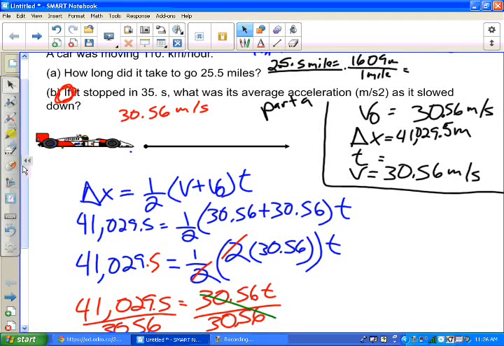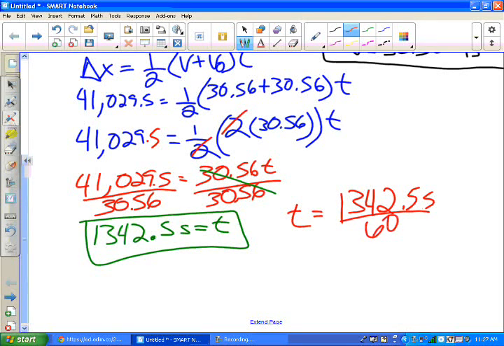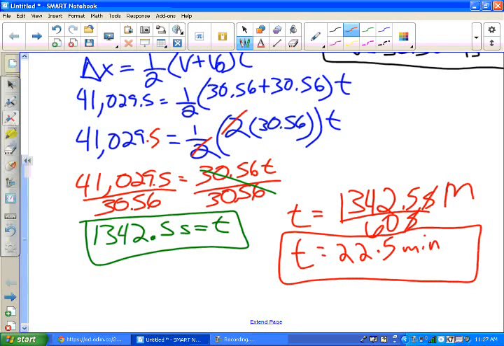Part B wants to know if it stopped in 35 seconds, what would we do? Okay, so, oh, I forgot. Let's go ahead and convert that to minutes right now. So if t is equal to 1,342.5 seconds, then we could divide by 60 seconds on both sides, and we get the time is 22.5 minutes. Normally we would leave it in seconds, but this particular question asks us to write the time in minutes. Now let's go to part B.